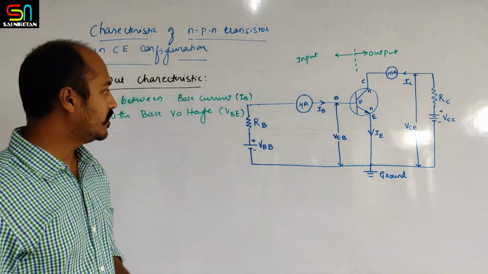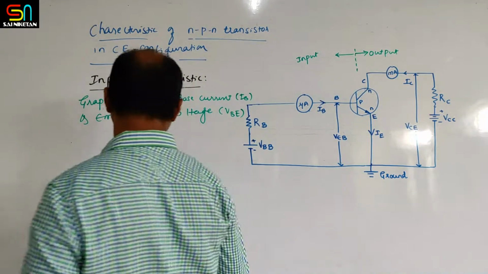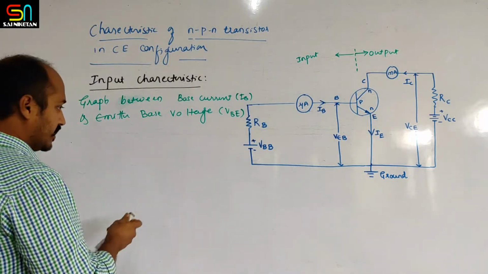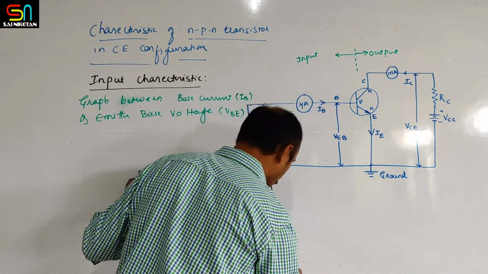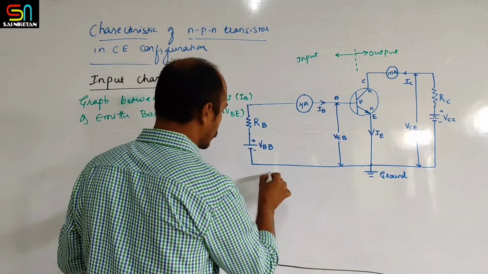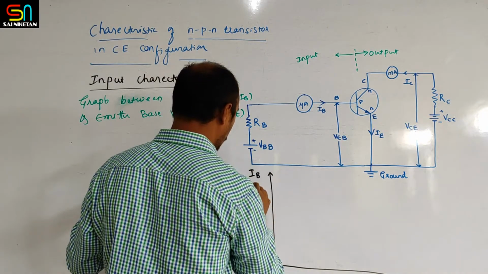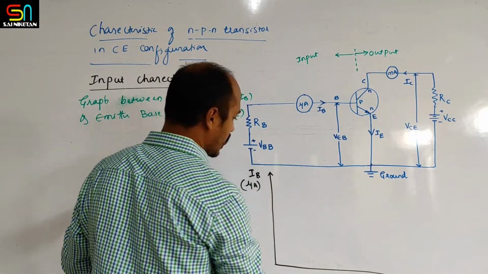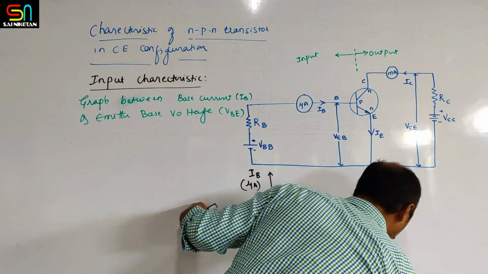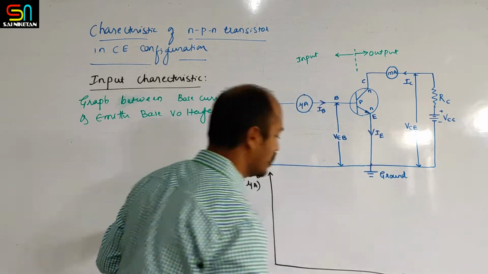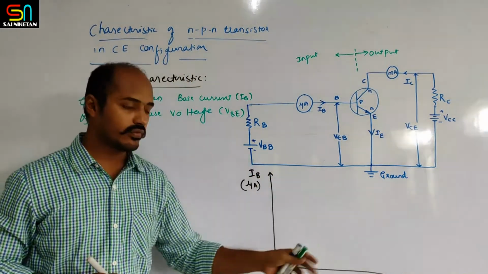So let us try to understand how the nature of the graph will be. We will take the coordinates. I am drawing the input curve here. This is the current IB in microamperes, and here is the input voltage VEB in volts. So this is against the coordinates IB and VEB.